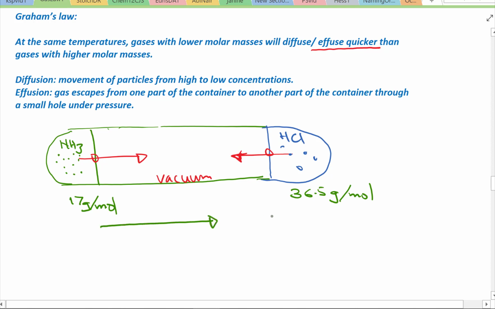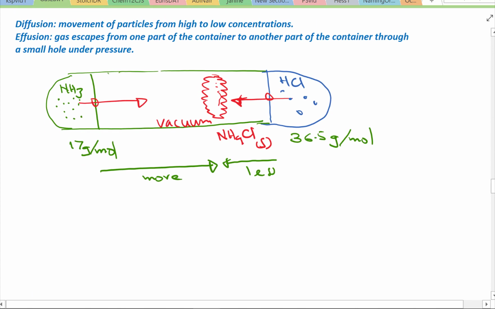Ammonia moves further and the heavier one moves less, right? So eventually we're going to see a white cloud in this area. That's ammonium chloride solid. That's how Graham's law actually came about. That was the experiment. And you can write this one for mathematical problems.